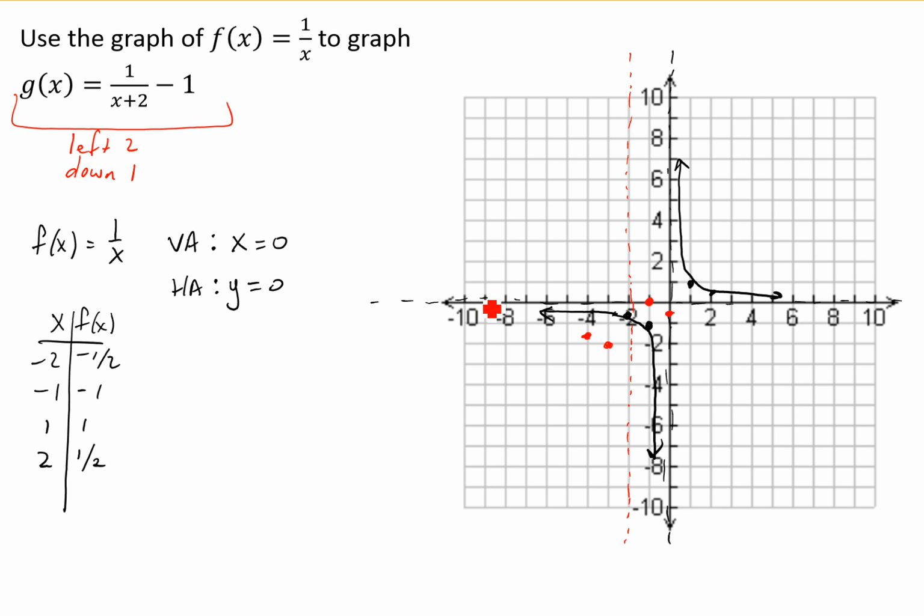And our horizontal asymptote, if I move it left 2, it doesn't change, but going down 1 puts it down at y equals -1. So we want to make sure and graph our new asymptotes on there, and those also guide the rest of our graph. So we're going to get close to and not cross those asymptotes, and both of those branches. So that's the graph of our function g of x. And g of x is a transformation of our basic reciprocal function, which was f of x equals 1 over x.